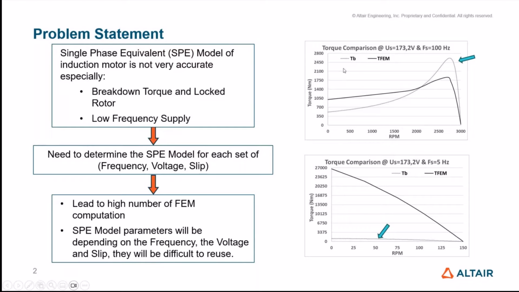But unfortunately, this equivalent scheme has some limitations, especially for the maximum load and the starting point. Here we have a comparison of the torque given by the equivalent scheme and the torque measured or computed through a Flux study at a high frequency, 100 hertz, and this voltage. For the same voltage but lower frequency, we can see the same comparison, and we can clearly see that the equivalent model is really limited if we need some accuracy.